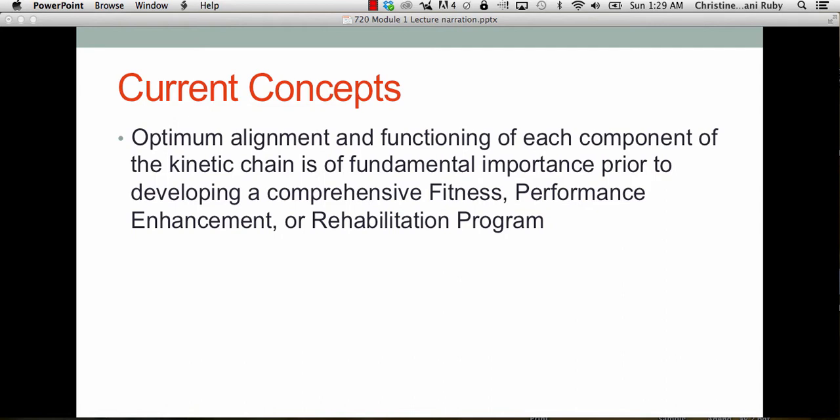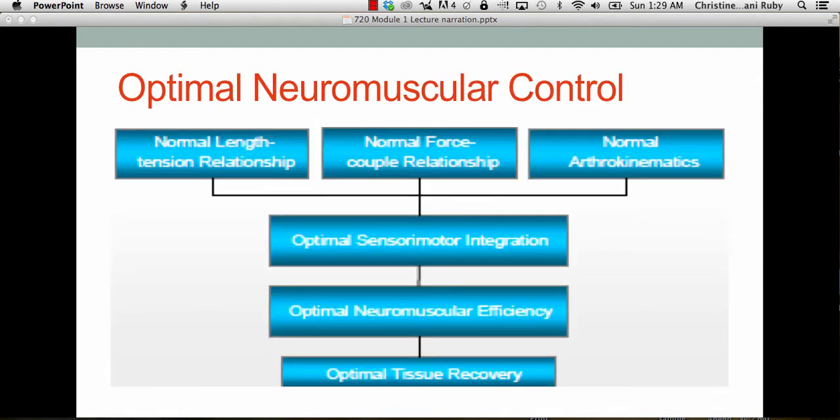Current concepts in movement bring together the idea that optimal alignment and functioning of each component of the kinetic chain, or the human movement system, is of fundamental importance prior to developing a comprehensive fitness, performance enhancement, or rehabilitation program. Optimal neuromuscular control requires that we have normal length-tension relationships, normal force-couple relationships, and normal arthrokinematics. These 3 things come together to give us that optimal sensory-motor integration, that optimal neuromuscular efficiency, and ultimately optimal tissue recovery and optimal movement.